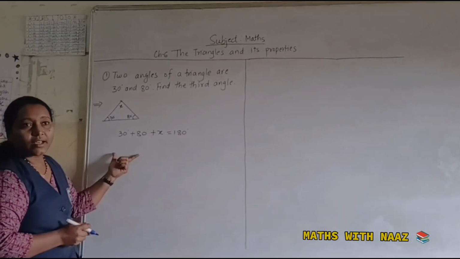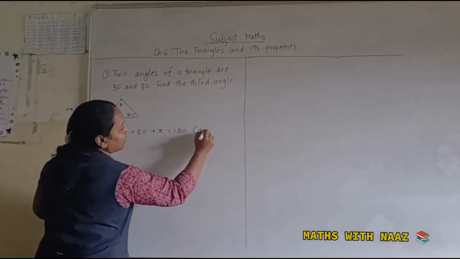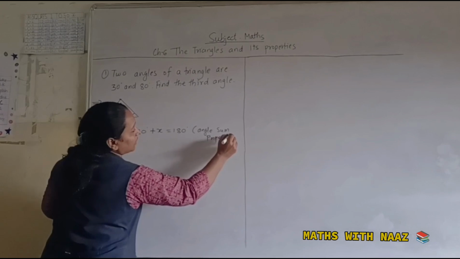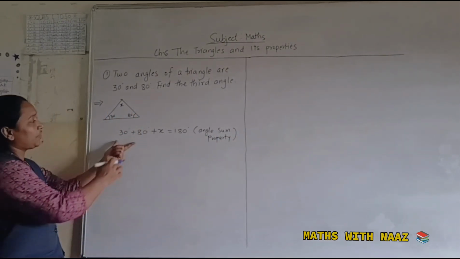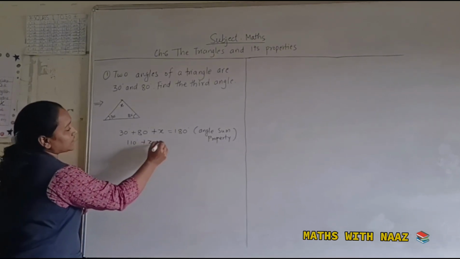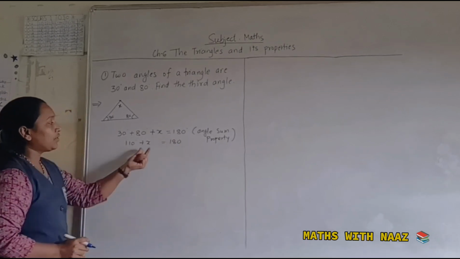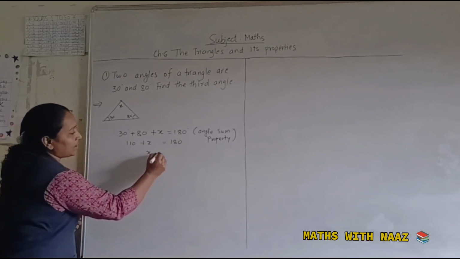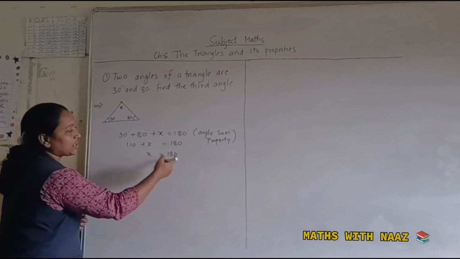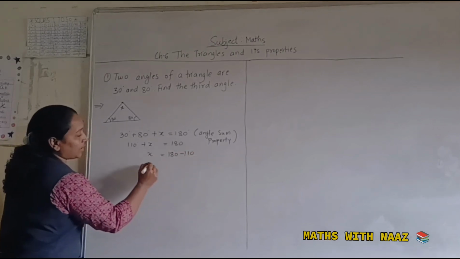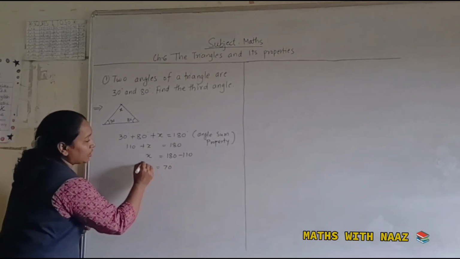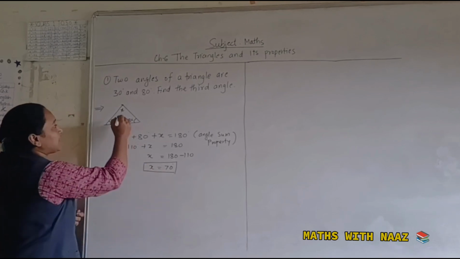Now which property is applied here? Angle sum property. So write the name here, angle sum property. Okay, as per the angle sum property, first add 80 plus 30: 80, 90, 100, 110. So 110 plus x is equal to 180. As we know, x is a variable, so we will keep x here. Then we will shift 110 to this side. When we shift it, it becomes subtract. Okay, so x is equal to 180 minus 110. It will be 70 degrees. So your third angle x will be 70 degrees.